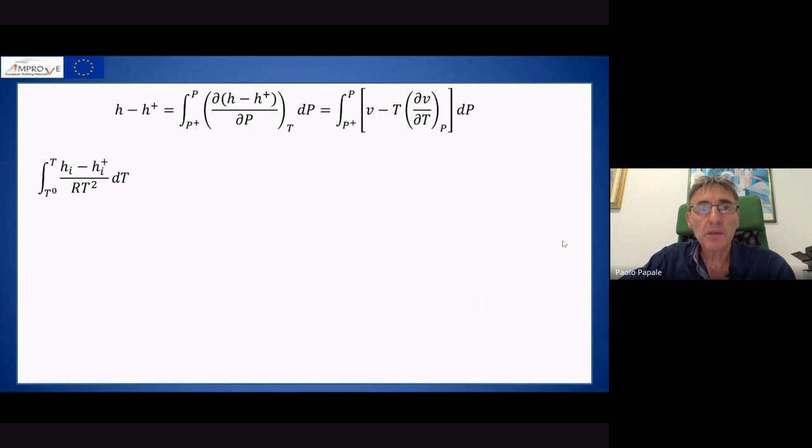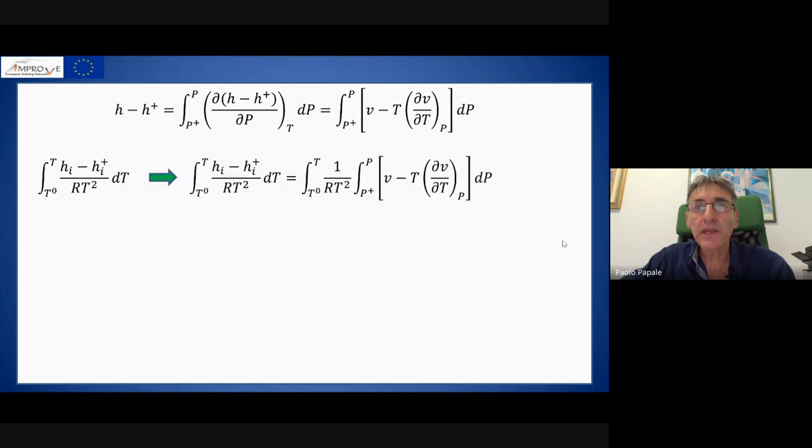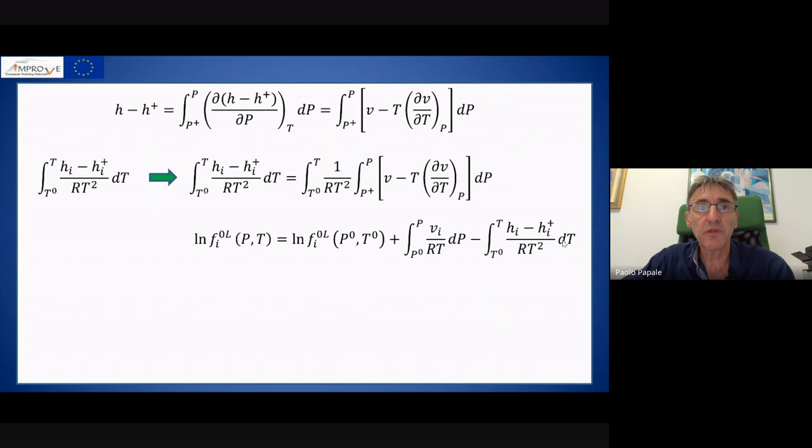Here is the same expression, and again, the integral term where we want to replace enthalpy with volume. At this point, all the elements are there. Just replace the expression on top, and we find that the temperature integral term containing enthalpy can be replaced by a double integral containing only volume. This is the expression for the reference fugacity we have started from.